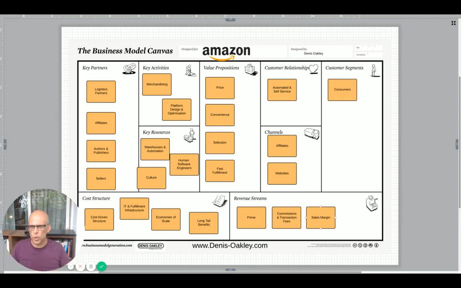I hope you've enjoyed this review of the Amazon business model using the business model canvas.